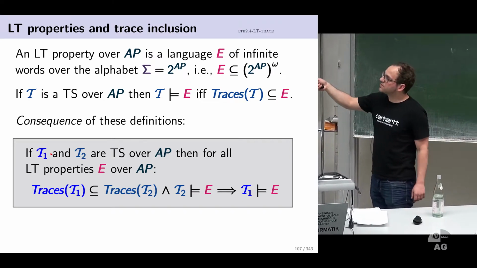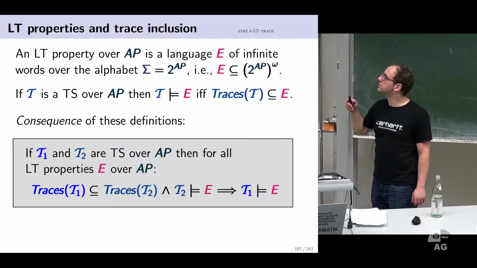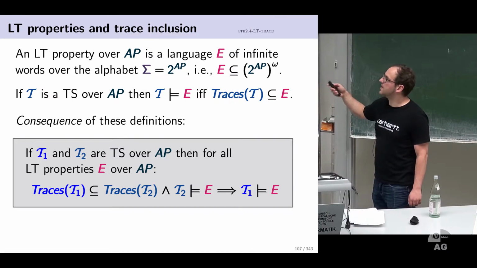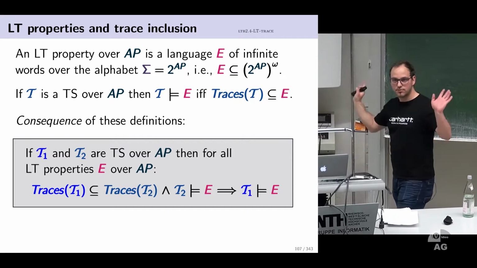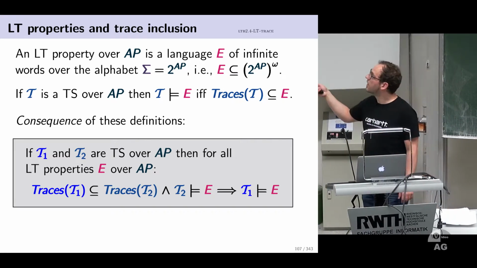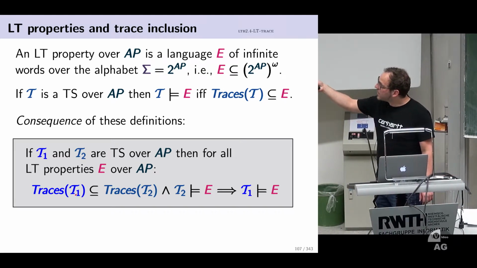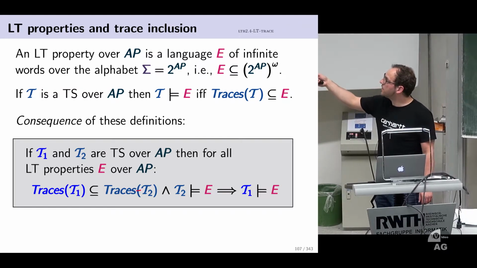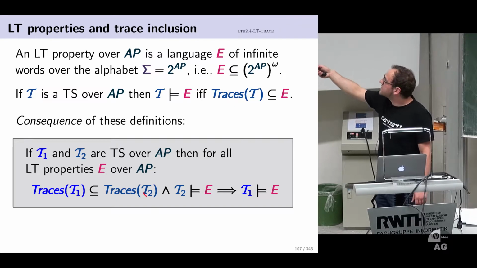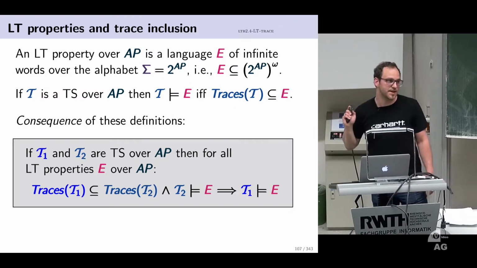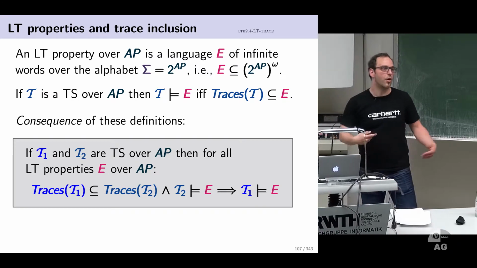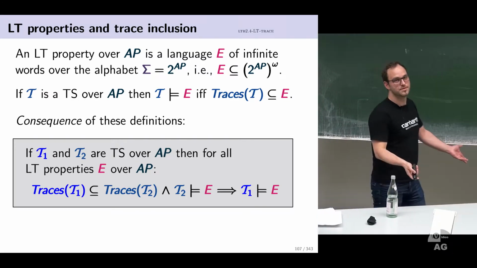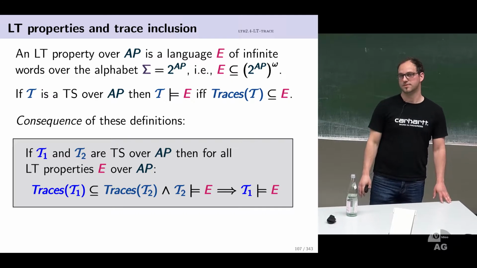You take any 2 transition systems, T1 and T2, over the same atomic propositions. And you take any LT property E, really an arbitrary one. Then, if the traces of the first transition system are fully included in the traces of the second one, and the second one, T2, satisfies the linear time property, then this implies that the first one, T1, also satisfies the property. Why is that?